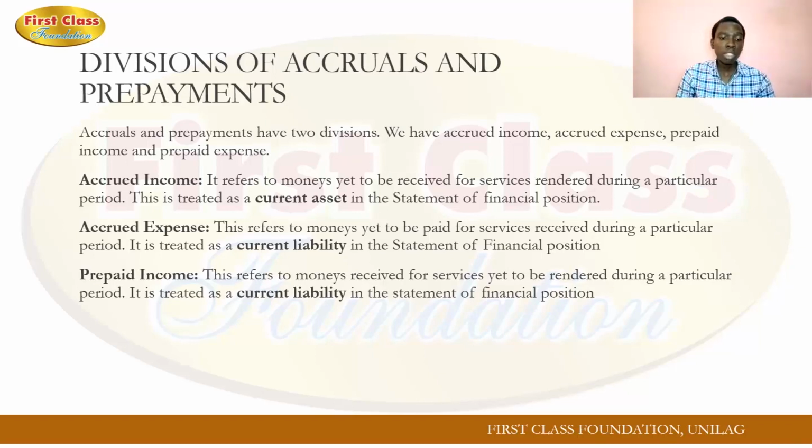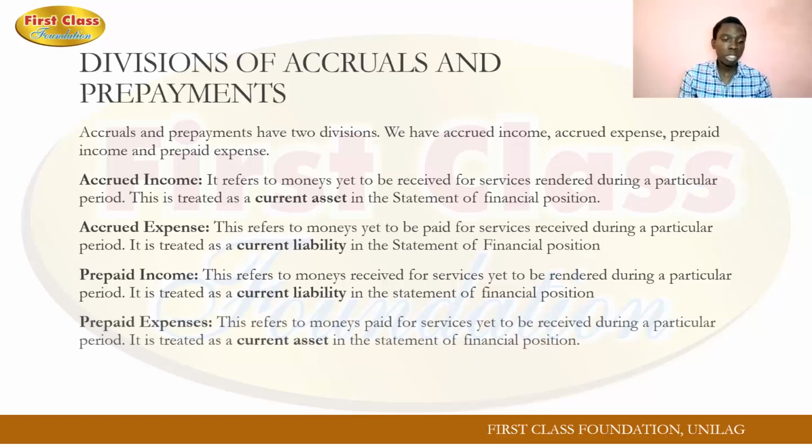Prepaid income, money is received for services yet to be rendered. So payment has been made in advance for a service you have not yet rendered. So in this particular case, you can say that you are owing a service, if you could use that. So you are owing a service, meaning that this person has a claim on your business. It's either you render that service or you make refunds for the payment that has been made. So that's a current liability, to be treated as a current liability in the statement of financial position.